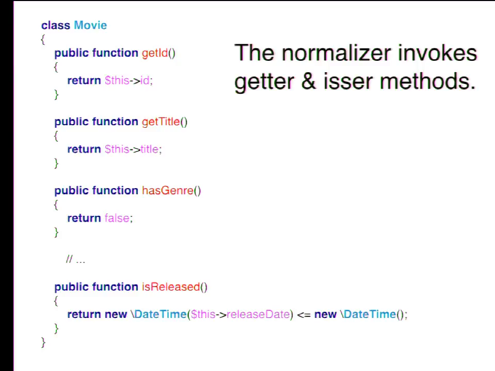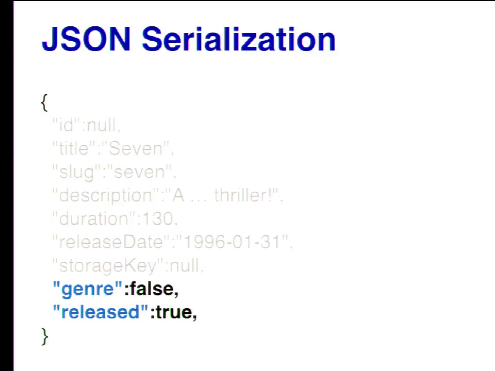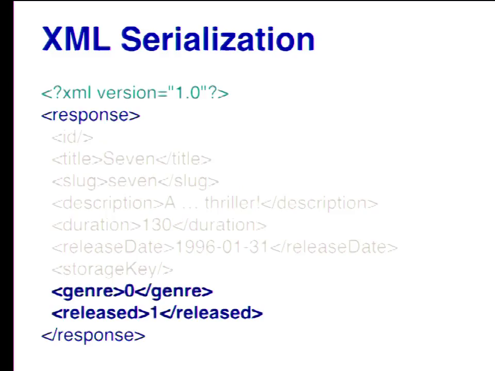Once we've added this, we would get a serialization result where we have these added fields, like genre and released. As you might notice, it's not hasGenre or isReleased. This is a special feature in the object normalizer. And then this XML serialization representation would look similar to that.